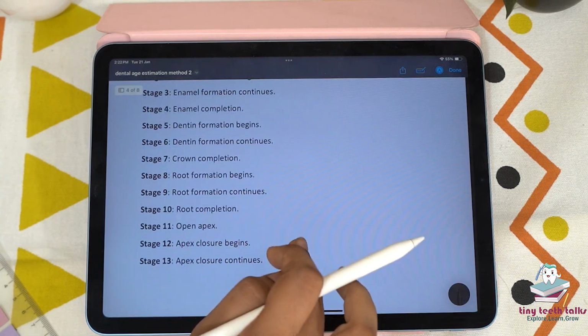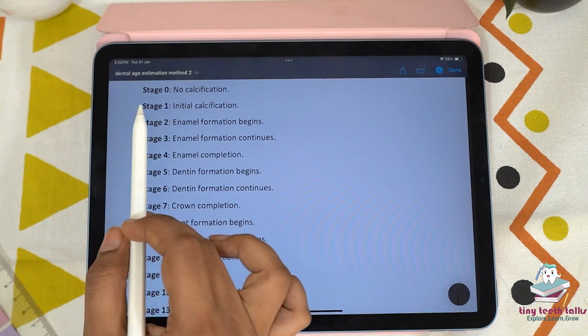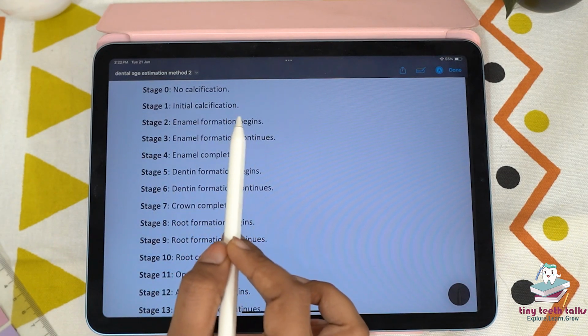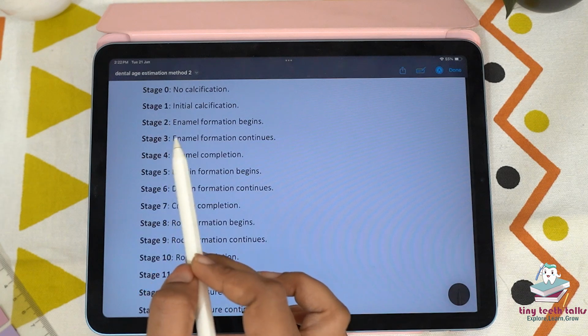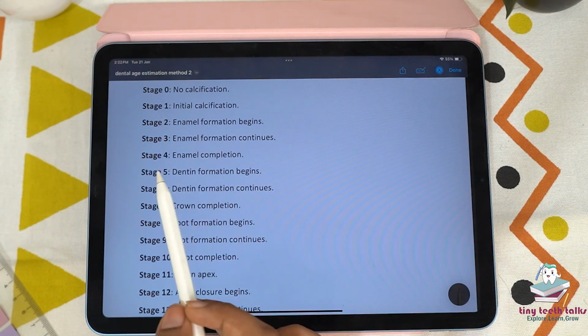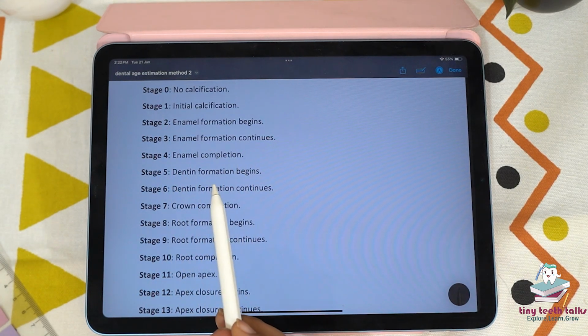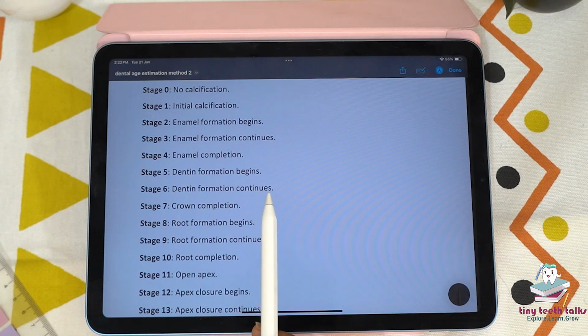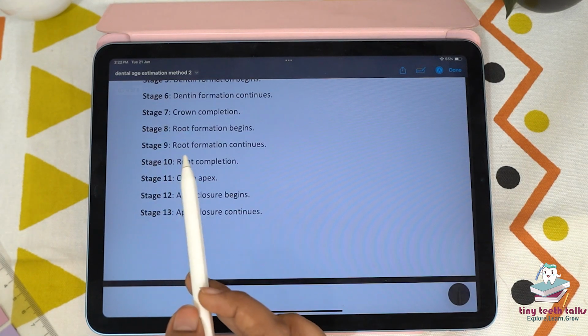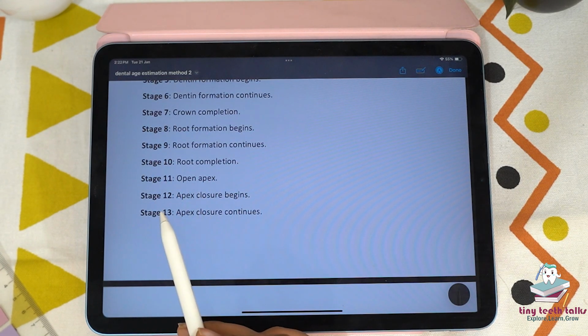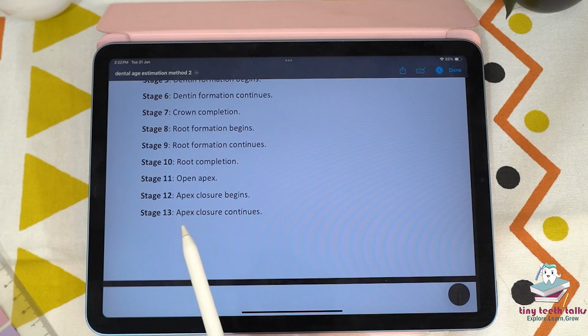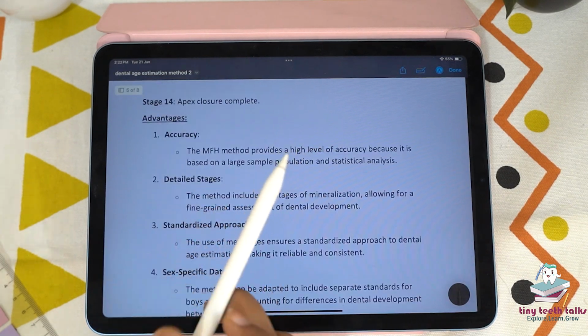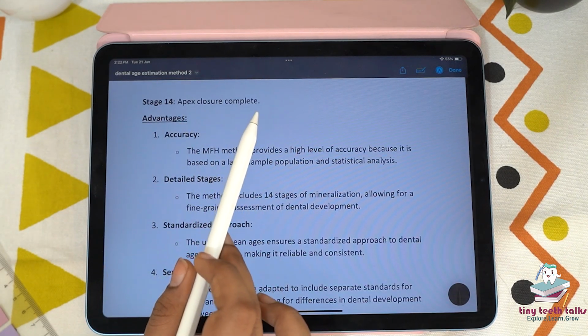These are the 14 stages. Stage 0, no calcification; 1, initial calcification; 2, enamel formation begins; 3, enamel formation continues; 4, enamel formation completion; 5, dentin formation begins; 6, dentin formation continues; 7, crown completion; 8, root formation begins; 9, root formation continues; 10, root completion; 11, open apex; 12, apex closure begins; 13, apex closure continues. And 14 is apex closure complete.